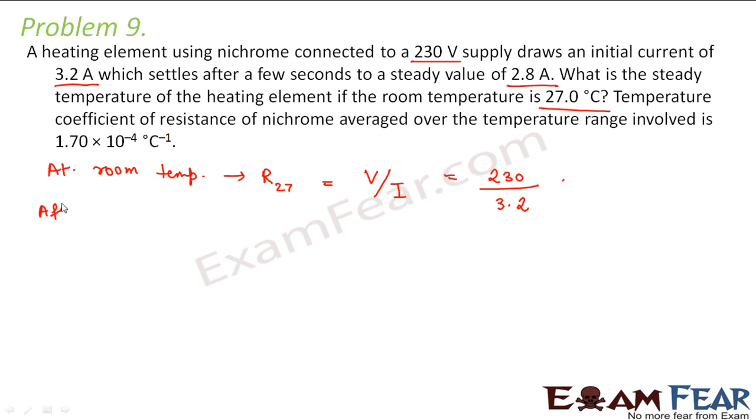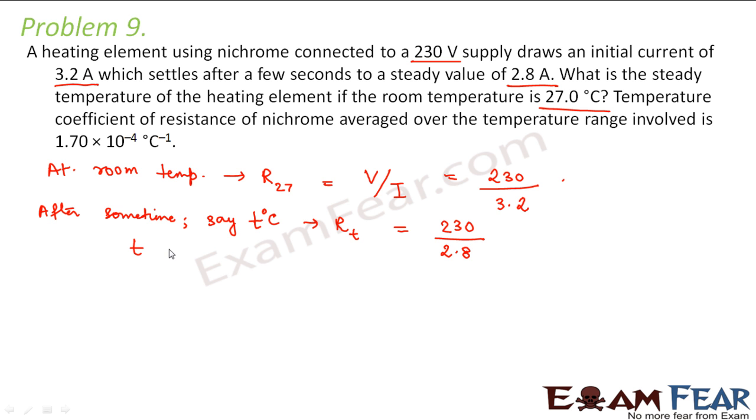Now, after some time, what happens? The current settles down to 2.8 amperes. So, after some time, the temperature also changes. Let us say that after some time, the temperature is T degrees Celsius. So, the resistance at temperature T will be equal to how much? That will again be equal to 230 volts divided by the current. The current is 2.8 amperes at that time. So, it should be this much.